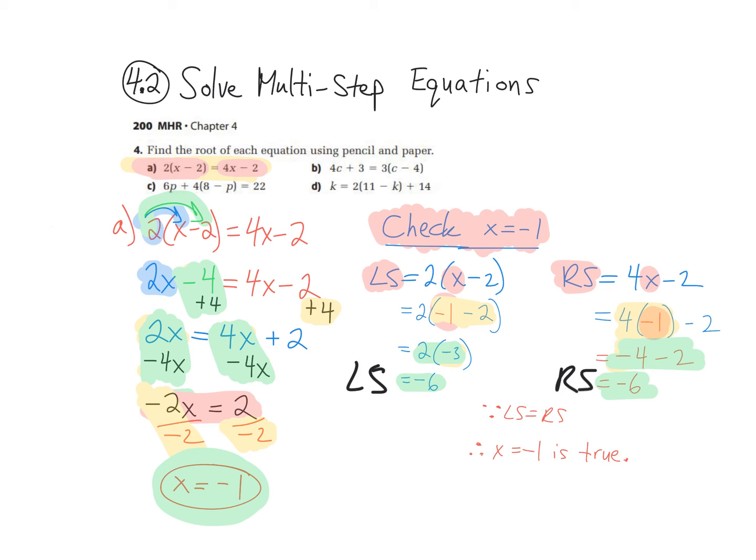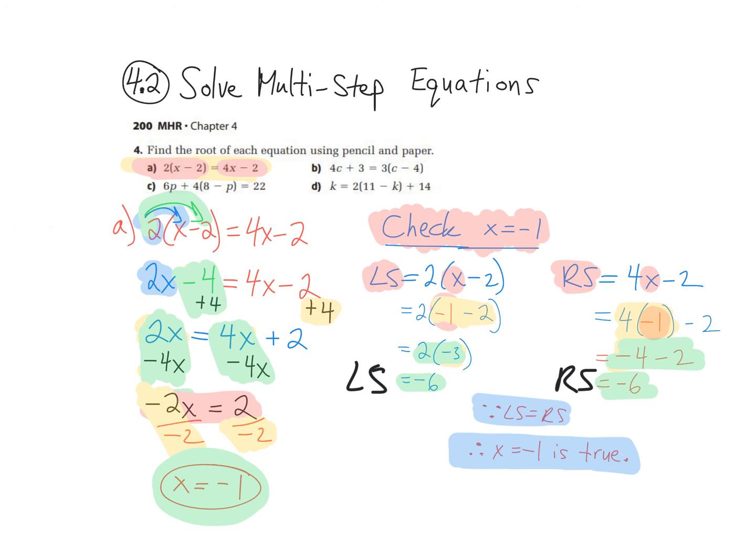And we notice that both sides equal negative 6. So we could conclude that since the left side equals the right side, therefore x equals negative 1 is true. So this is how you find the root of each equation using pencil and paper.